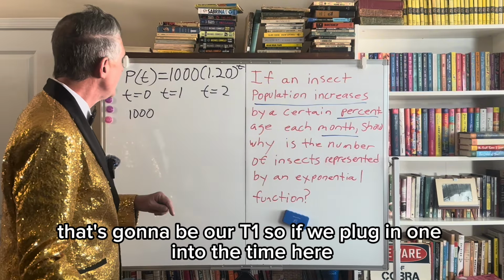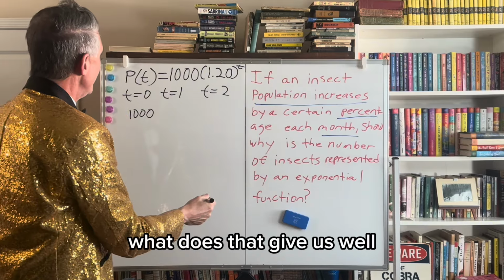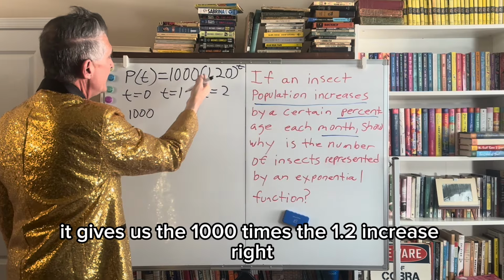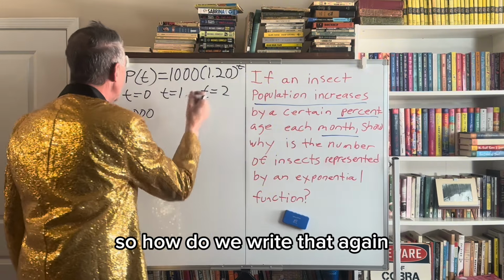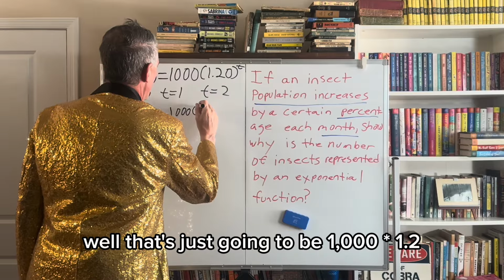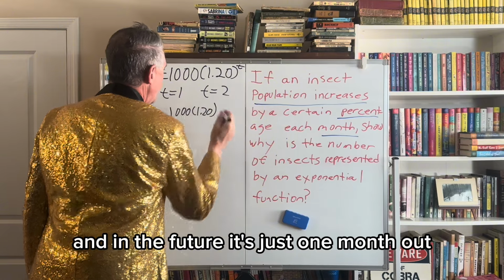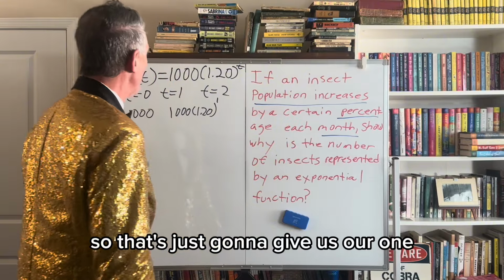Well, what about a month out? Well, that's going to be our t equals 1. So if we plug in 1 into the time here, what does that give us? Well, that gives us the 1,000 times the 1.2 increase, right? So how do we write that again? Well, that's just going to be 1,000 times 1.2. And in the future, it's just 1 month out. So that's just going to give us our 1.